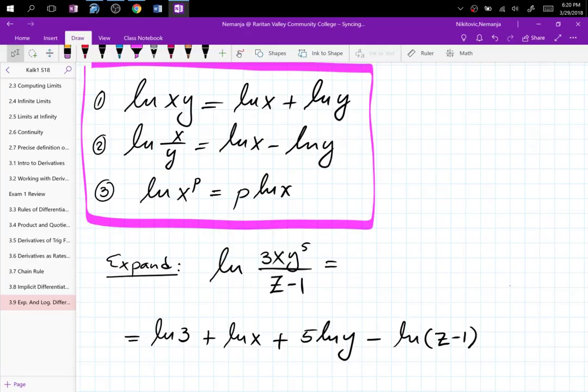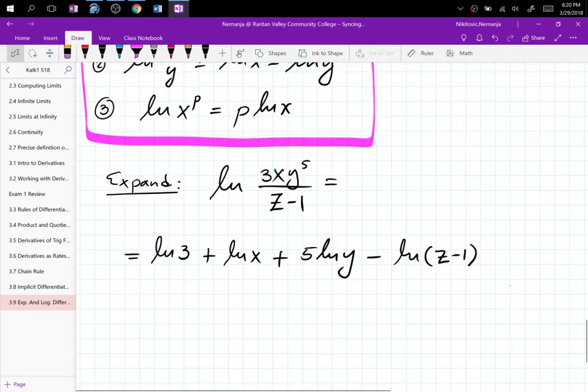Let's do one more example of this expansion, and then we can go and do calculus.